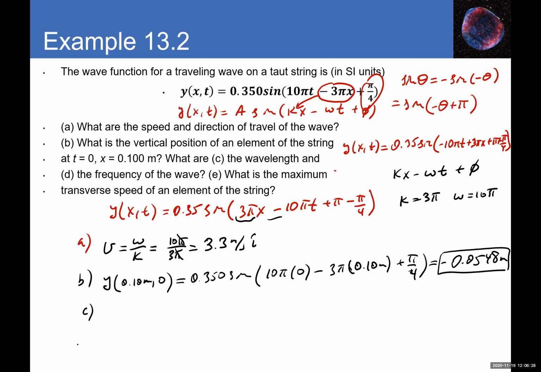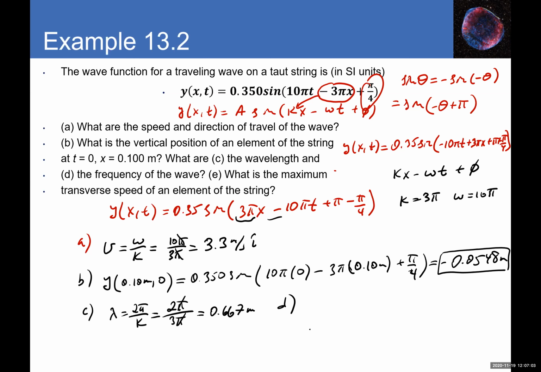All right, so part C says, what is the wavelength? For wavelength, we use the wave number, because we know that wavelength equals 2 pi over the wave number, and it's 2 pi over 3 pi. So the pi's cancel out, and you have 2/3. So we get 0.667 meters.